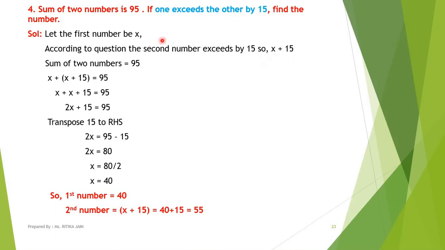Now when you add these two numbers, the sum should be 95. Very easy. So form an equation, x plus x plus 15 equals 95. Solve it. You will get 2x plus 15 equals 95. 15 will be transposed to RHS, so it will get a sign change of minus. It will give you 80. So for the value of x, 2 will go into the denominator, so it will give you x equals 40. So your first number is 40 and the second number will be, put the value of x in x plus 15, so it will give you 55.